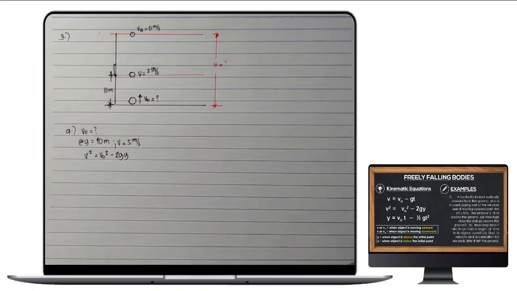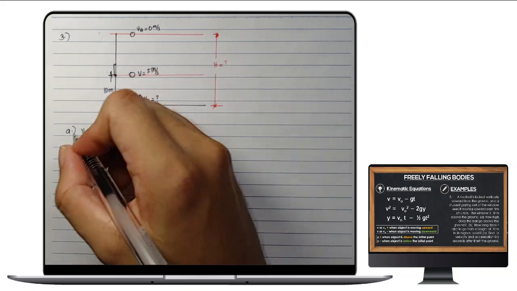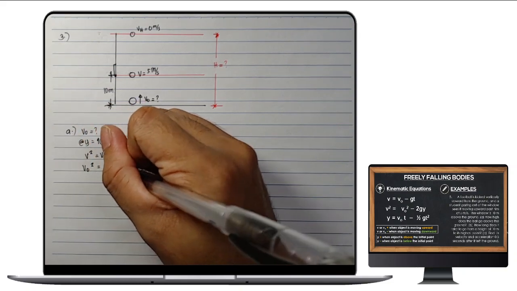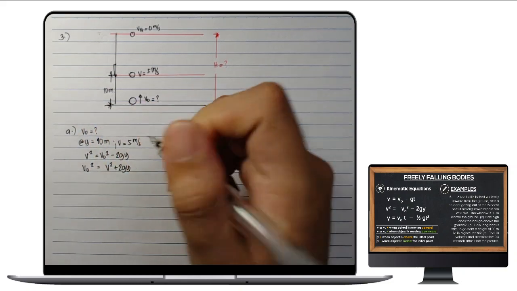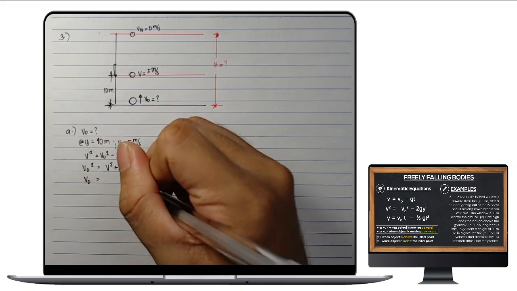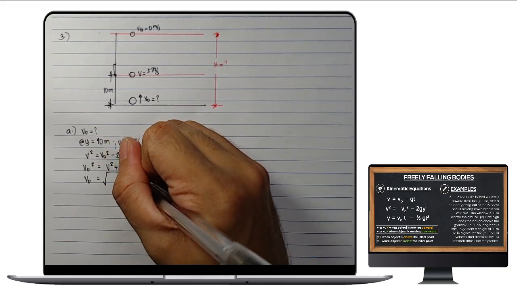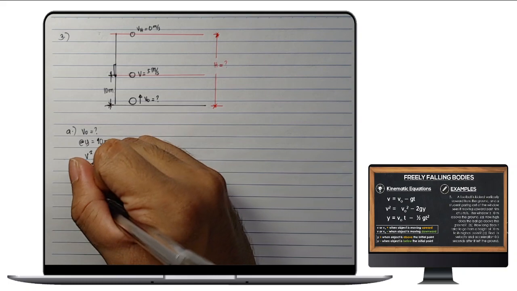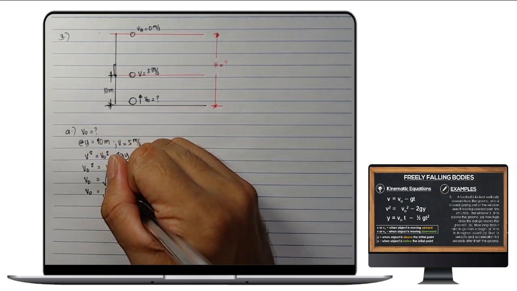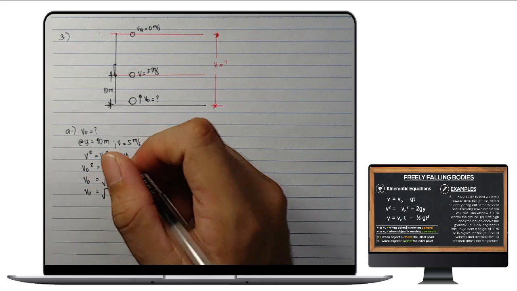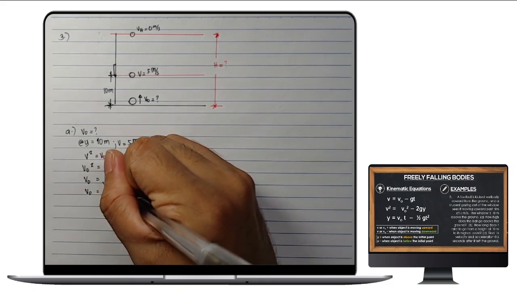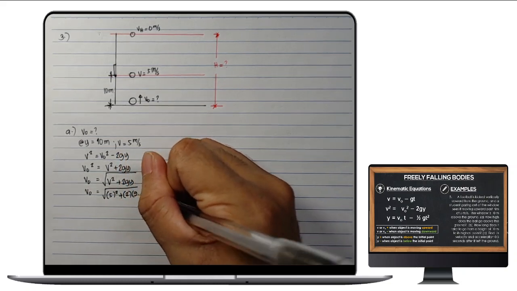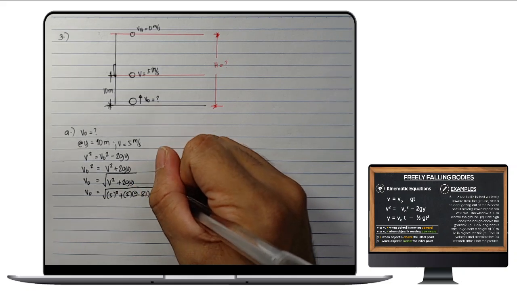Okay, meron tayong y, meron tayong v. Masasolve natin si vo. So from this equation, vo square is equal to v square plus 2gy. Tinranspose ko lang. Therefore, vo is equal to square root of v square plus 2gy. So, vo natin is equal to square root of 5 square plus 2g natin is 9.81, and y natin is 10 meters.